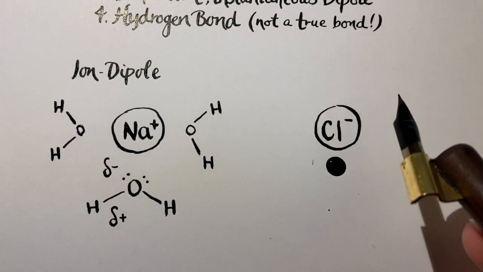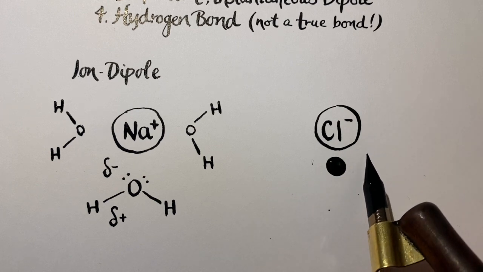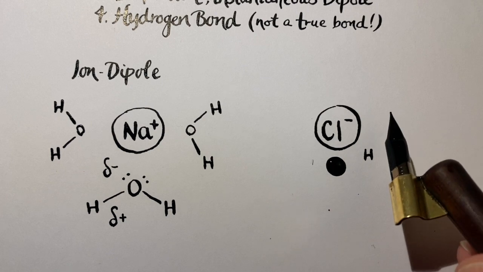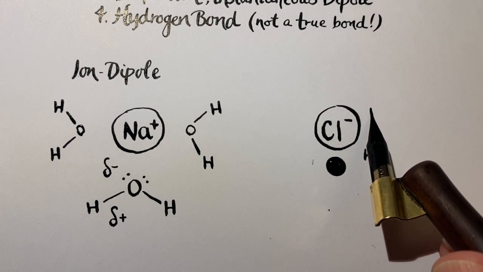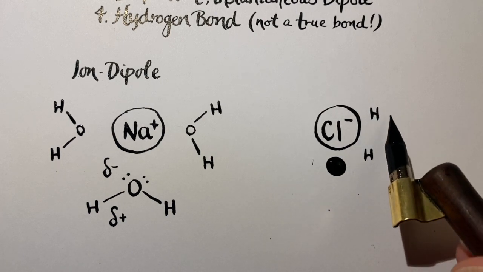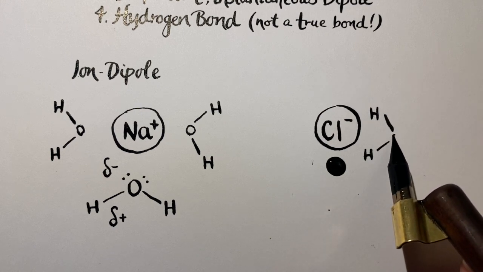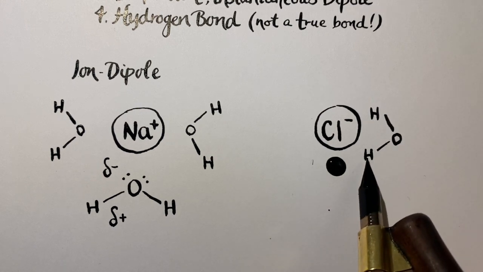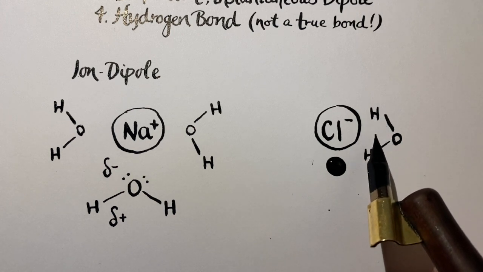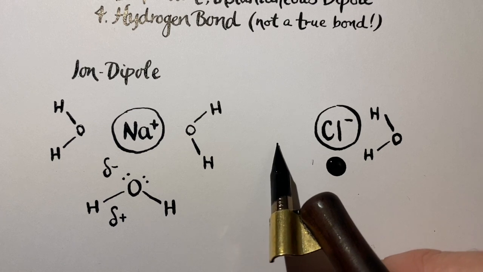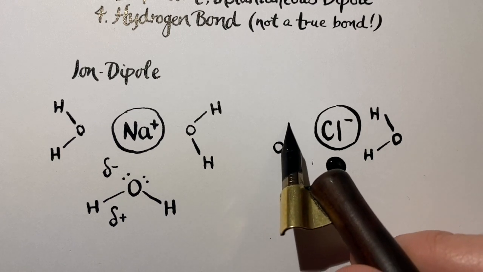Since chloride is negative, we now expect that the water molecule will be attracted. Oh, sorry. Sometimes old school ink. Okay, it's going to be attracted this way with the partial positive end of the dipole attracted to the negative chloride.